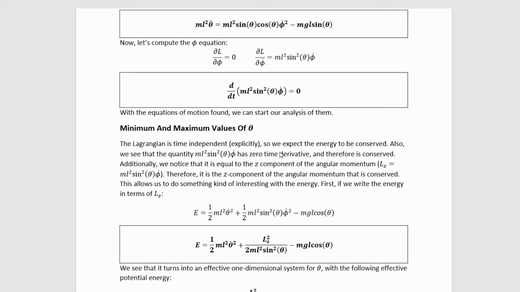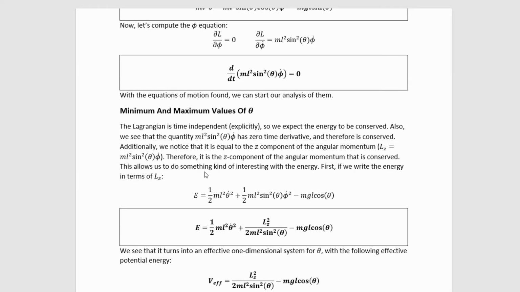The Lagrangian is explicitly time independent, so we expect the energy to be conserved. Also, we see that this quantity here has zero time derivative, that's just the phi equation, and therefore it is conserved. Also, we can see that this quantity here is just the z component of the angular momentum. So it's really the z component of angular momentum being conserved that is the meaning of the phi equation.